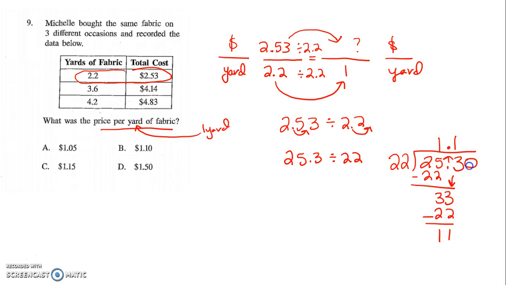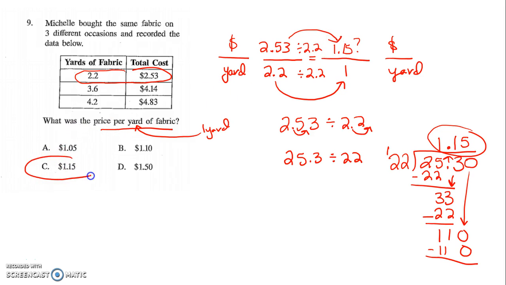I'm going to need to include a 0 here so I can drag it down. 22 goes into 110. As I look here, the answer must be a 5. So I'm going to do 5. 5 times 2 is 10. Put down a 0, carry a 1. 5 times 2 is 10, and 1 more is 11. So we figured out this was $1.15 per yard. So that's number 9.